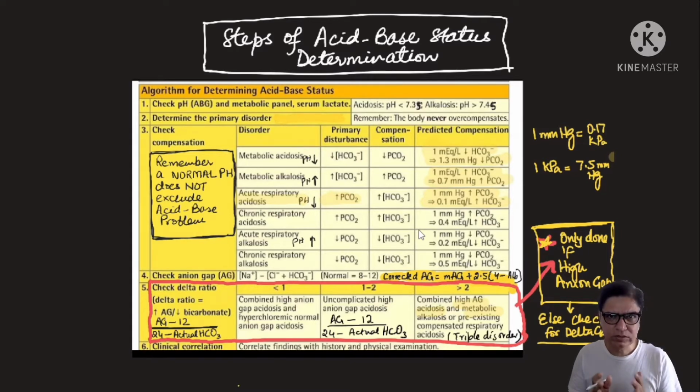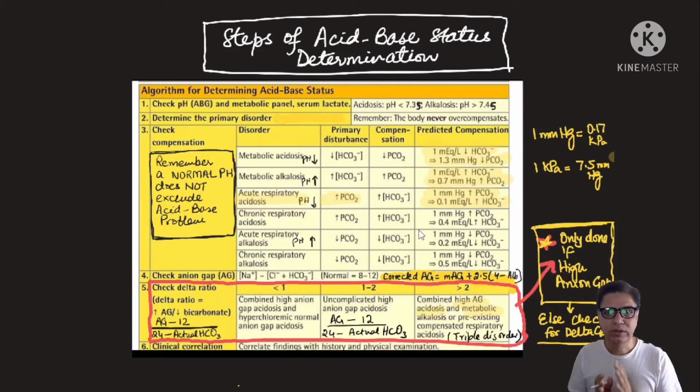Once the pH is low or high, you look at the PCO2. If the pH and PCO2 have moved in opposite directions, pH down and PCO2 up from normal, or pH up and PCO2 gone in the downward direction, then the primary problem is respiratory. Whether it's acidosis or alkalosis, the problem is respiratory.